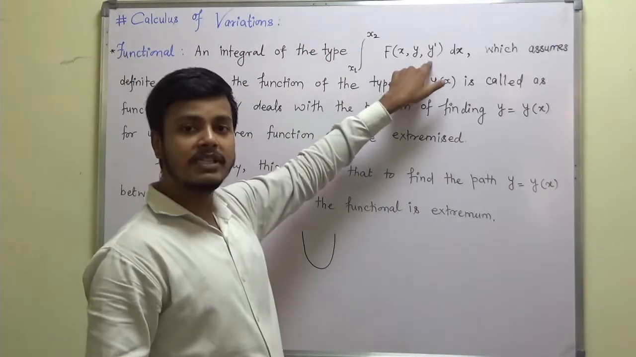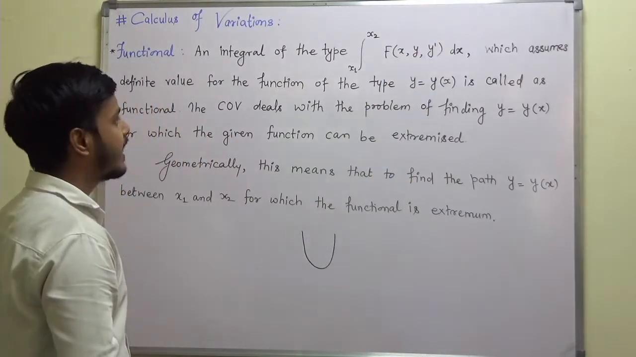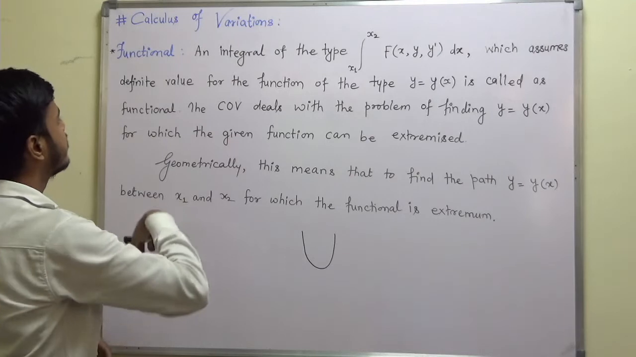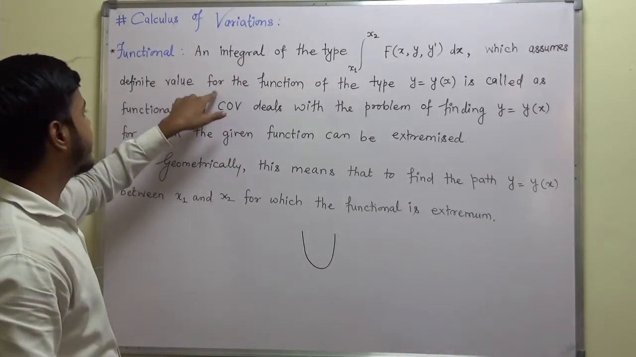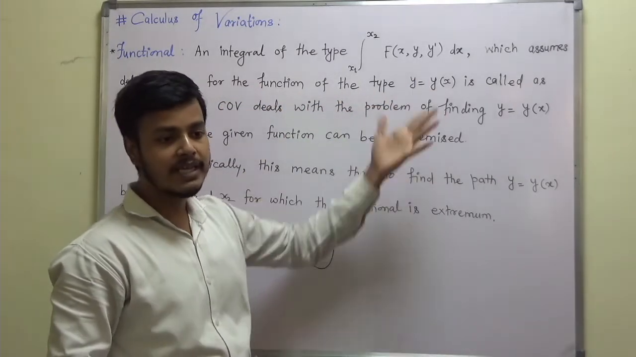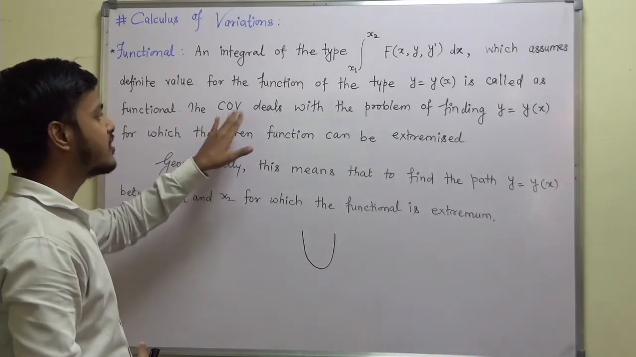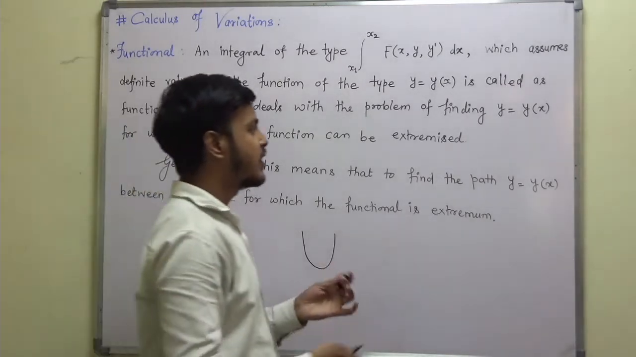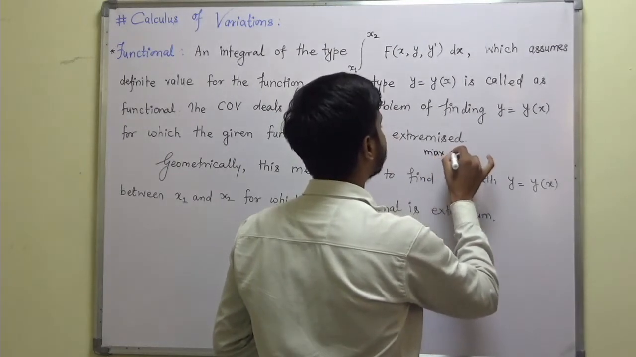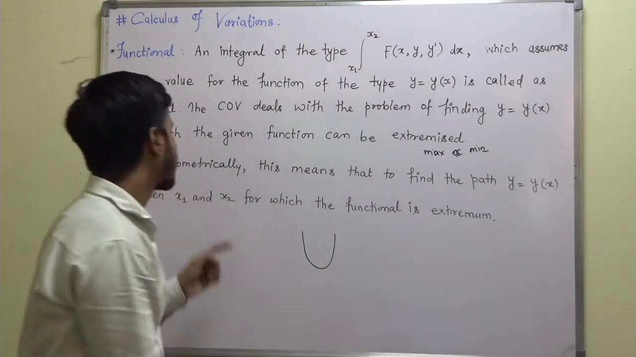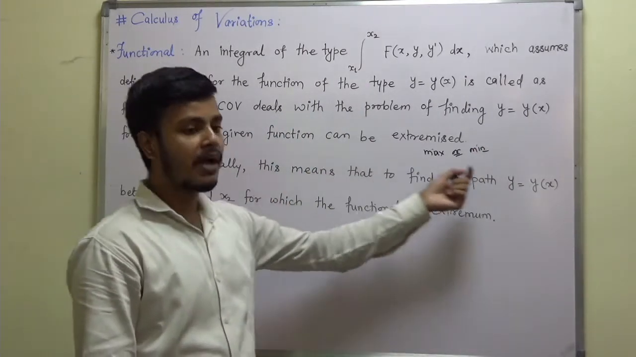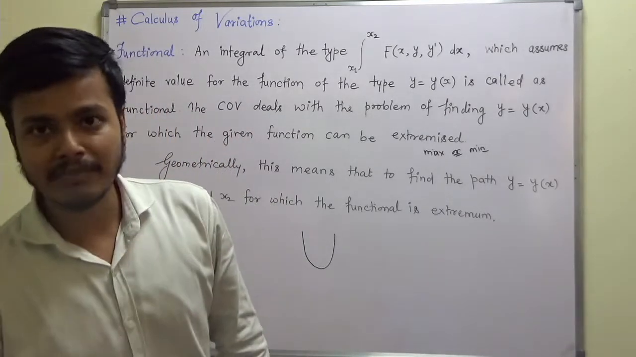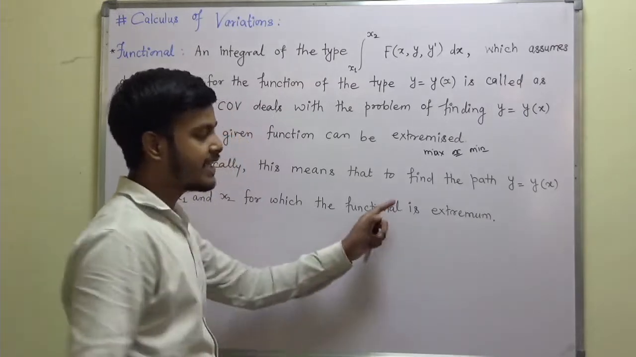So an integral of this type will be given to you and it will assume a numerical value, and any integral which assumes a numerical value is nothing but a functional. So an integral of this type, which assumes a definite value for the function of the type y equal to y(x), is a functional. The calculus of variations deals with the problem of finding y equal to y(x) for which the given function can be extremized. What is the meaning of extremize? Maximize or minimize. Okay. So geometrically this means to find out the path y equal to y(x) between two points x1 and x2 for which the function is maximum or minimum. Combined together, we call it extrema.